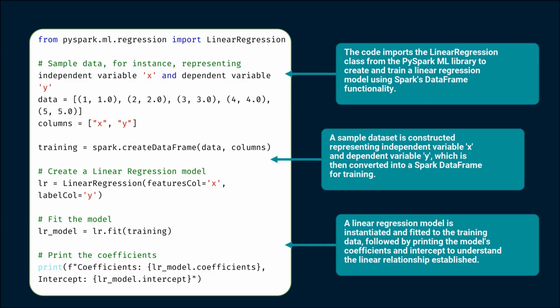Now that our model is set up, we can fit it to our training data using the fit method. This step is crucial as it enables the model to learn the relationship between x and y. Finally, we print out the coefficients and intercept of the trained model. These values tell us how x influences y in our linear regression context. This simple example showcases the power of Spark's MLlib to handle machine learning tasks efficiently.